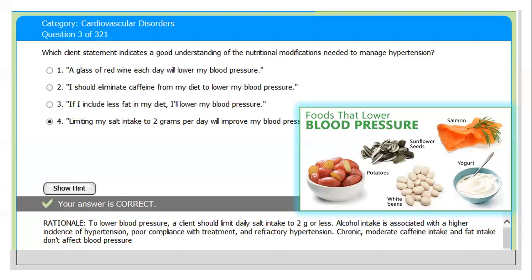Okay. So also it is good to avoid frozen food, salty food, sugary food, or red meat. So rationale: to lower the blood pressure, a client should limit daily salt intake to 2 grams or less. Alcohol intake is associated with higher incidence of hypertension, poor compliance with treatment, and also refractory hypertension. Chronic moderate caffeine intake and fat intake do not affect the blood pressure.